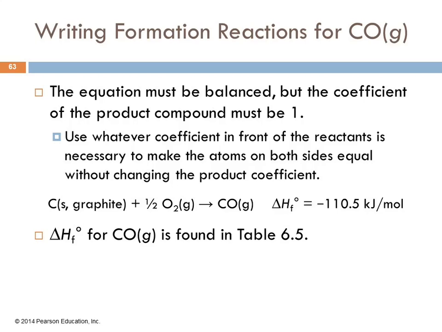So we can look up the heat of formation for carbon monoxide in that table. It's minus 110.5 kilojoules per mole. Oh, that's why it has to be per mole, because it's per mole of the thing that you're forming.